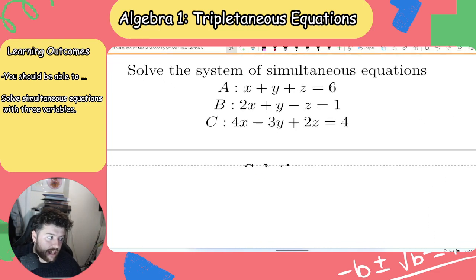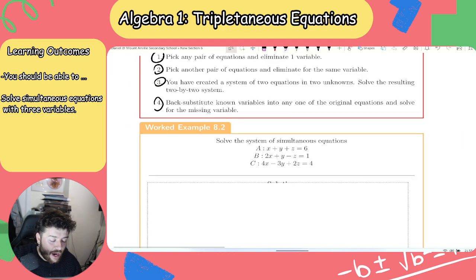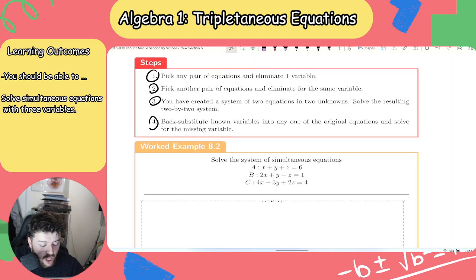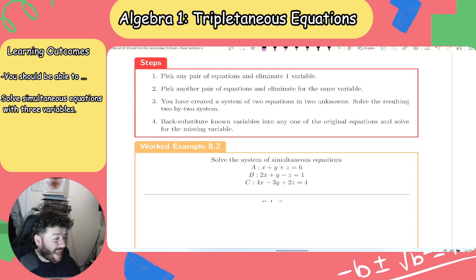Solve the system of simultaneous equations: x plus y plus z is equal to 6, 2x plus y minus z is equal to 1, and so on. And you're asked to solve for x, y, and z. So it's actually very similar to solving simultaneous equations. It is just one extra step really.